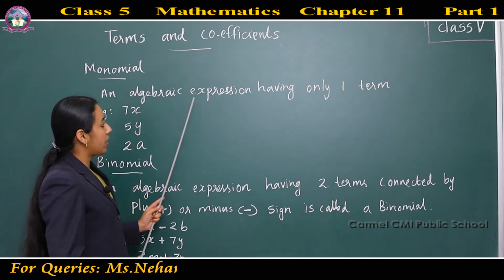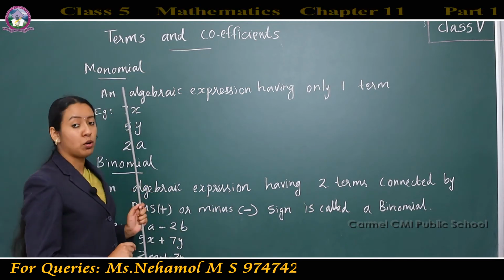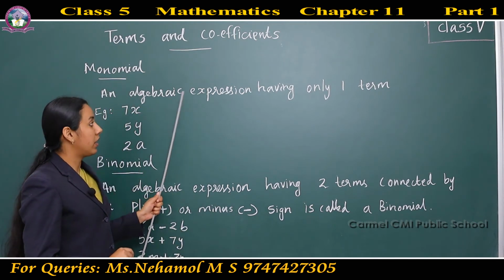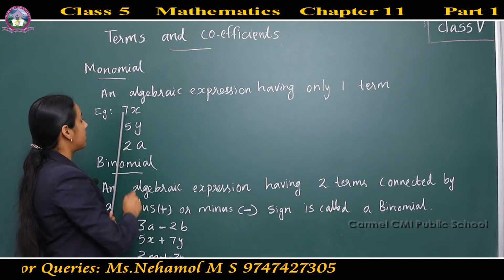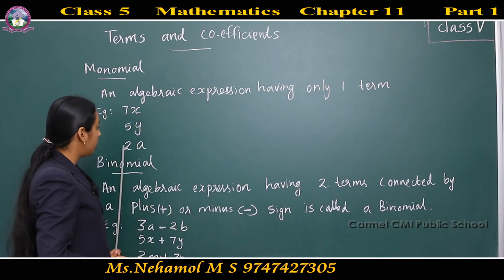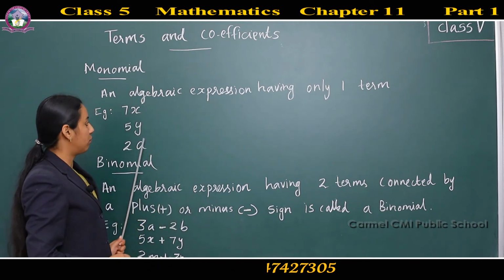Next topic, monomial. An algebraic expression having only one term is called a monomial. Examples, 7x, 5y, 2a. Algebraic expressions having only one term.